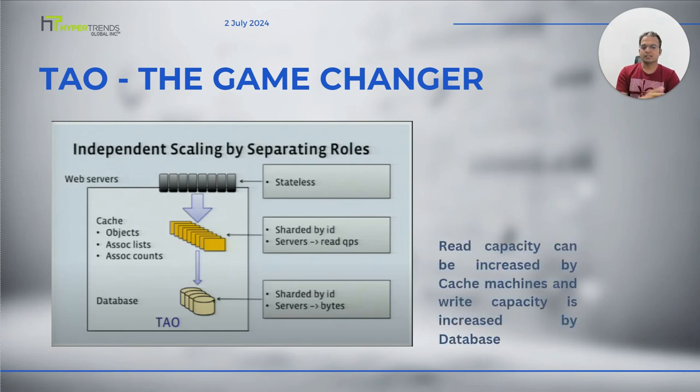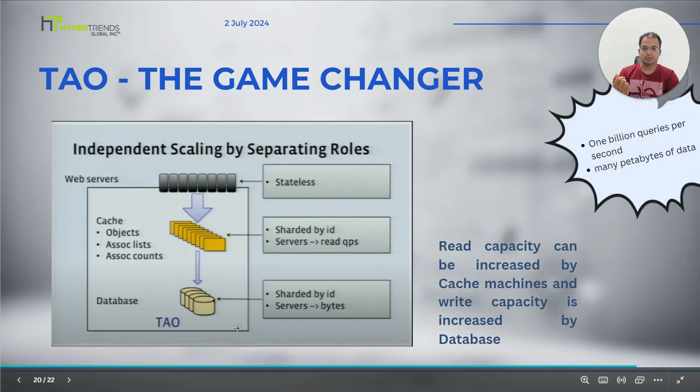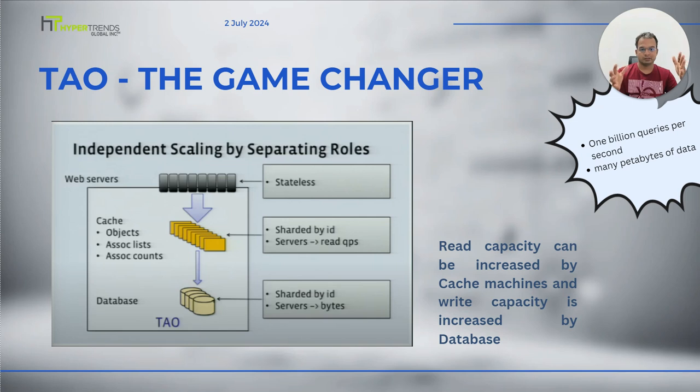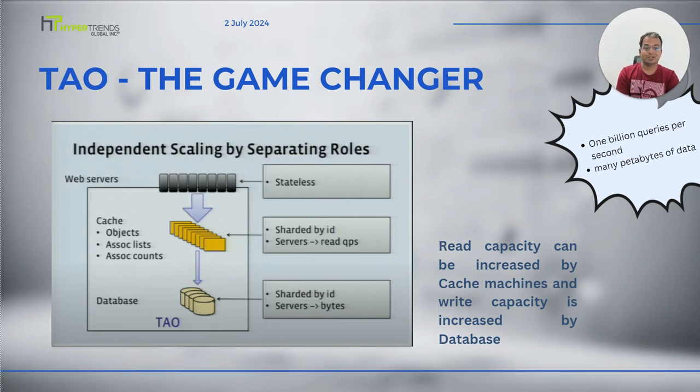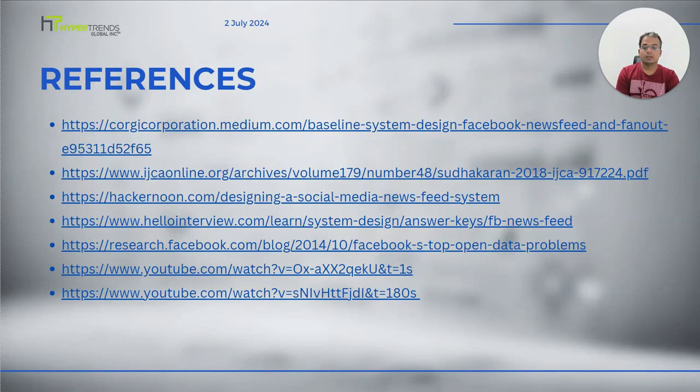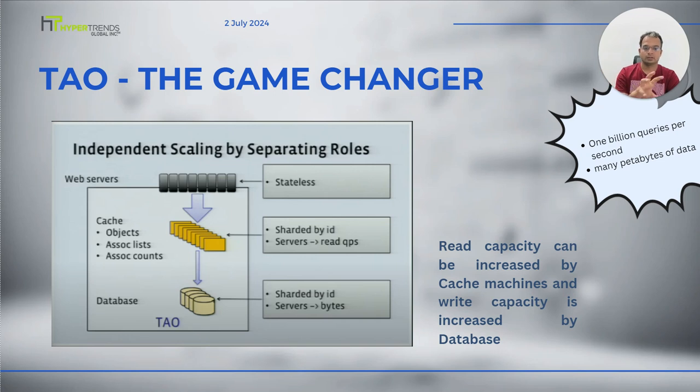As I said, read capacity can be increased by increasing the cache machines, and write capacity is increased through the database, right? So this is how they separate the concerns, read concerns and write concerns. Both are separated. The cache will take care of reads, and the database will take care of writes. So this is how they manage 1 billion queries per second, right? This is a very high number, and many petabytes of data. And the real reason for that is nothing but this TAO.